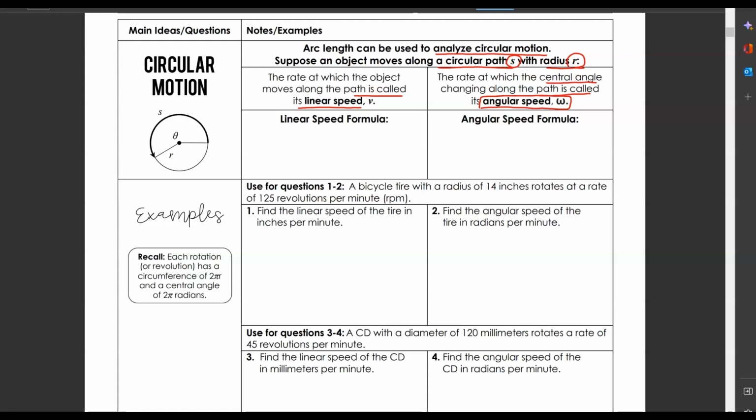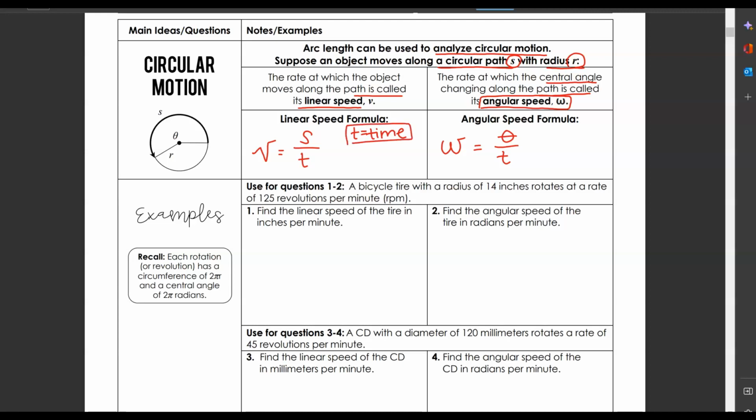So what are the formulas here? For linear speed, we have v is equal to s over t, where s is our arc length, and our angular speed is going to be omega equals theta over t, and theta is representative of our central angle. And in both of these, t represents time.